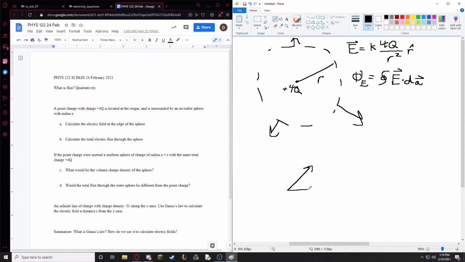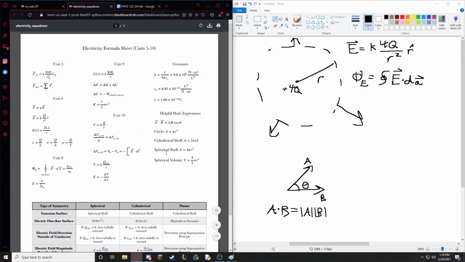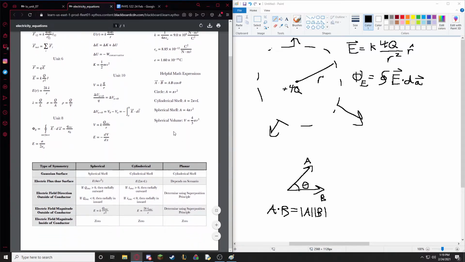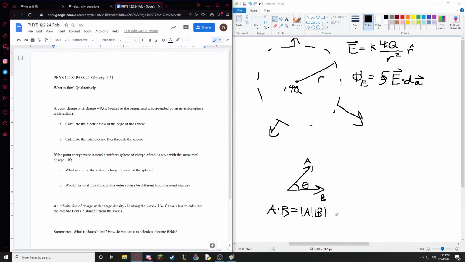So if we have a vector A and a vector B, A dot product with B is going to be, we have this angle here between them, theta. It's the magnitude of A times the magnitude of B times what? Does he actually give it on your formula sheet? He does not. It would be cosine theta. Yep. So A times B times the cosine of the angle between them.